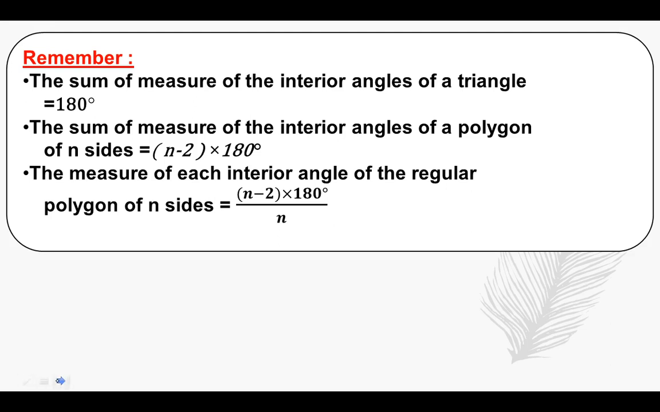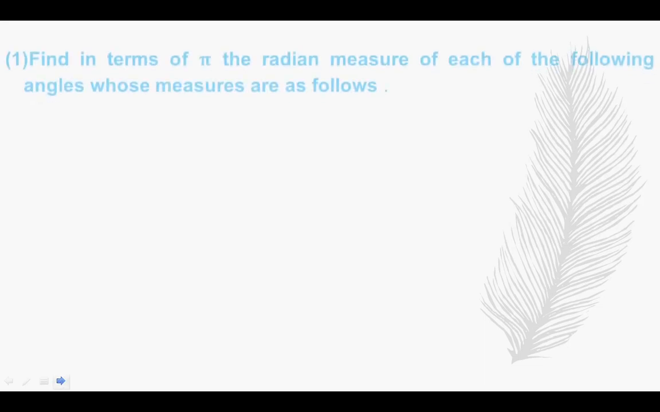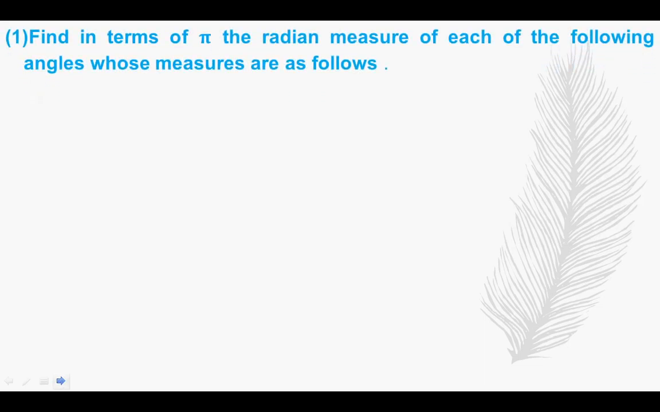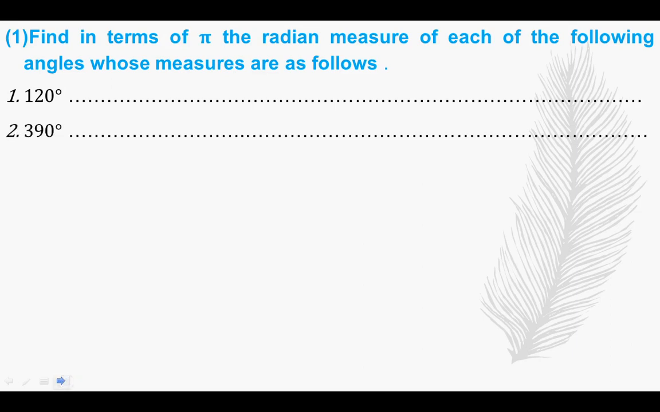Okay, let's go to some examples. Example number 1: find in terms of pi the radian measure of each of the following angles whose measures are as follows. 120 degrees, 390 degrees, and negative 315 degrees.